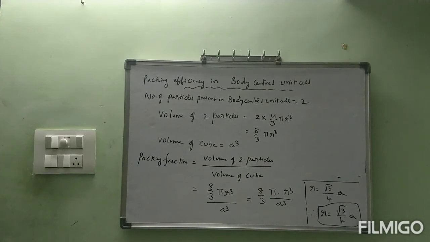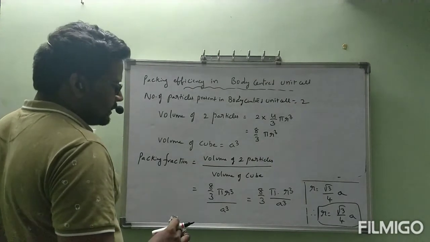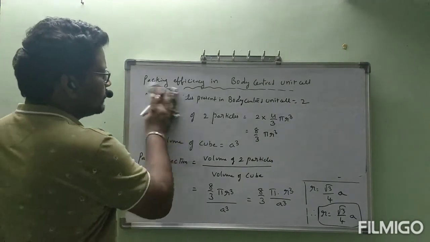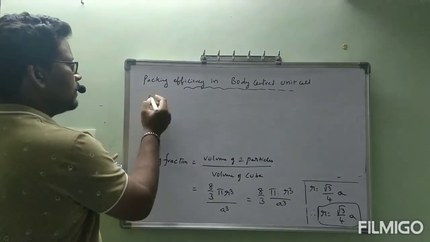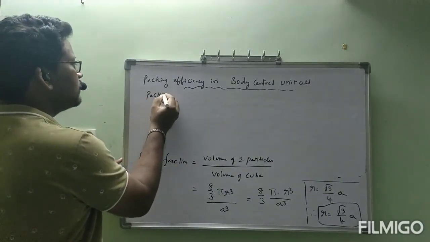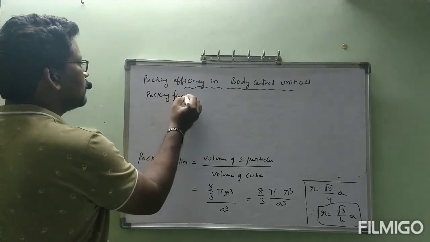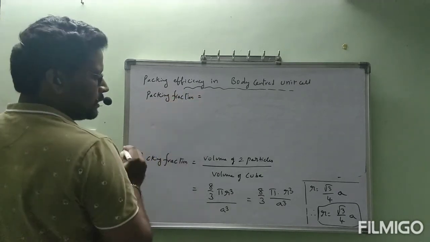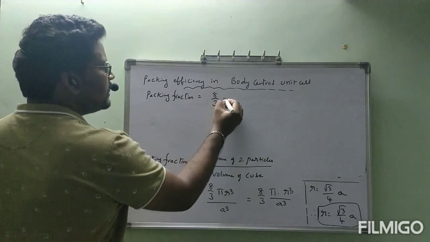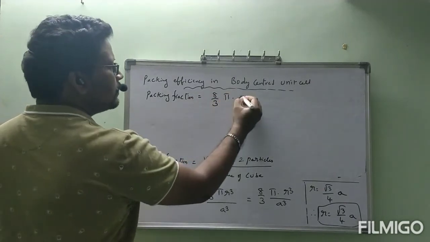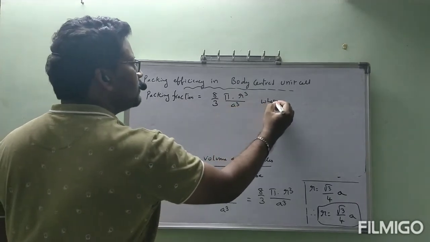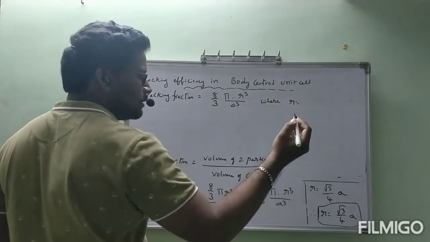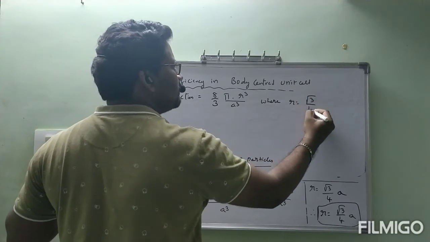Now let us see all of you. R value. Packing fraction is equal to 8 by 3 into pi into r cube divided by a cube, where r is equal to root 3 by 4a.